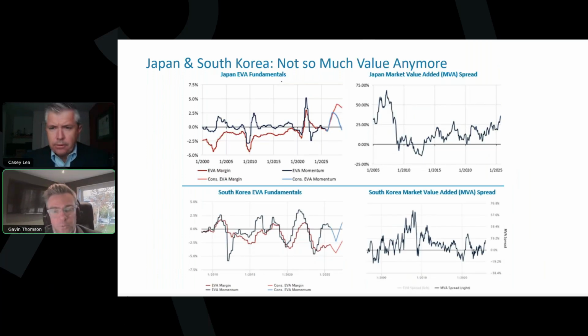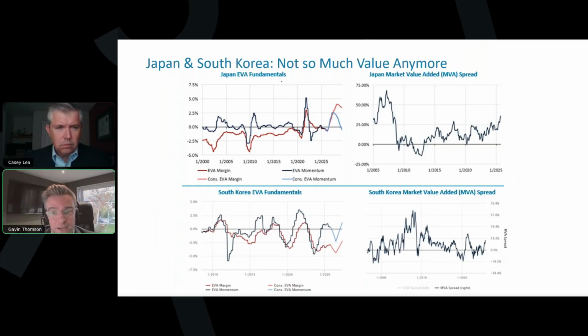So we spoke about Germany and the UK as two value markets today. These are two markets that used to be value markets that we don't think offer the value they did before, as in Japan and South Korea. So Japan historically has been one of the biggest value destroying markets out there.